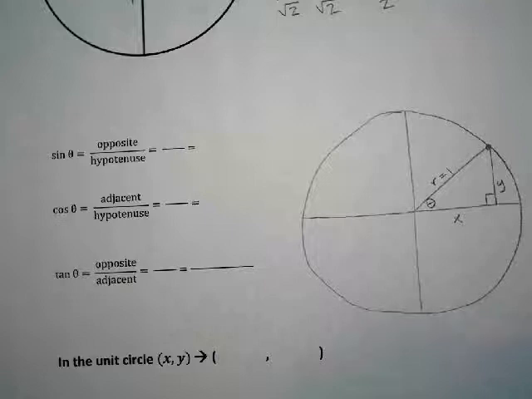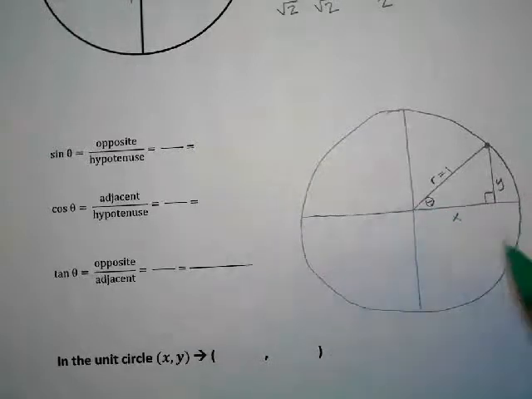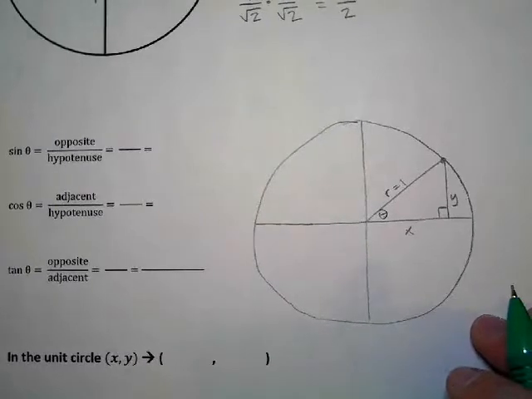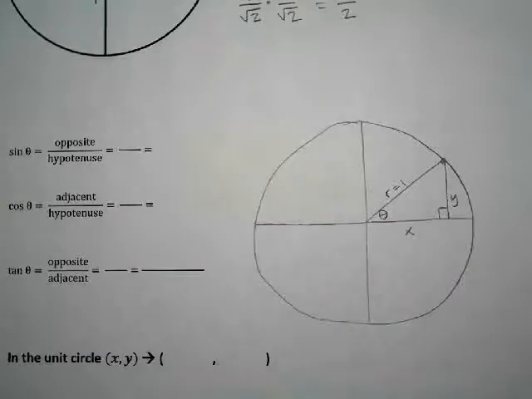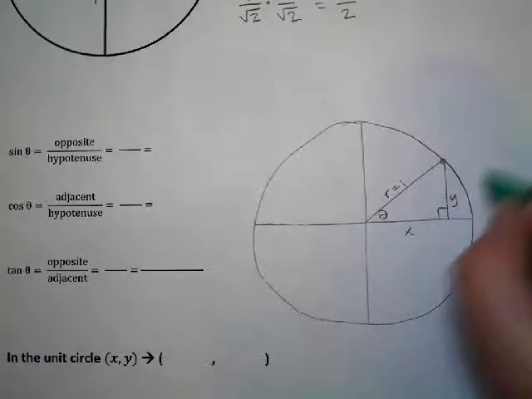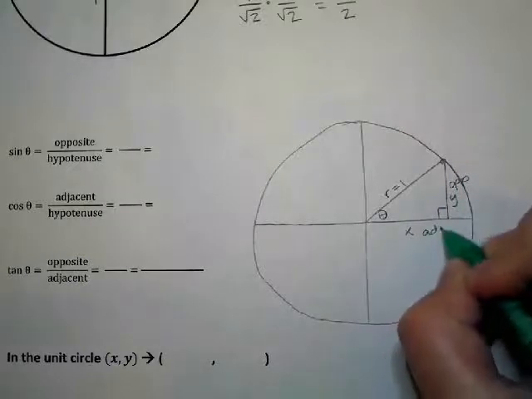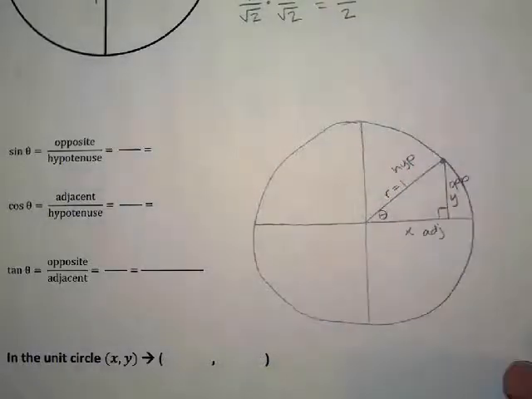All right. So if this is the theta, let's write names for all of these sides. What are the SOHCAHTOA names we've been giving the sides? Y is opposite. X is adjacent. R is hypotenuse. Okay. So then we're going to go over here, and sine theta is opposite over hypotenuse.